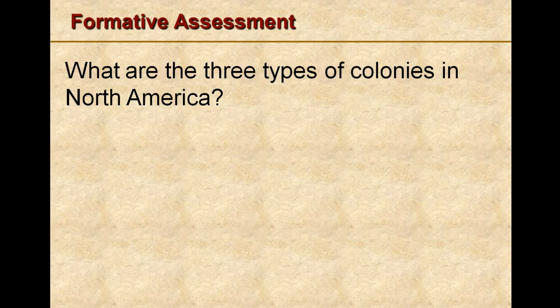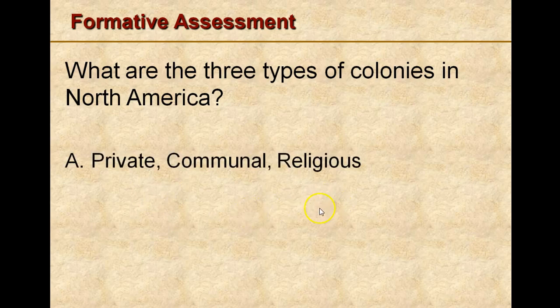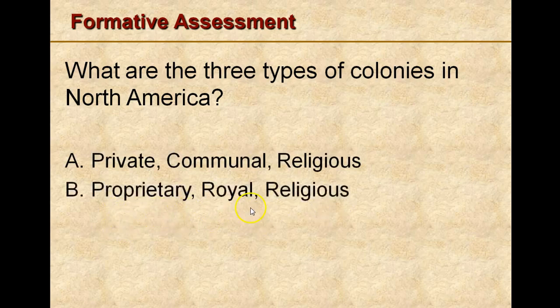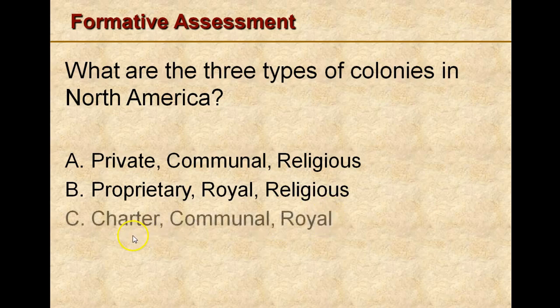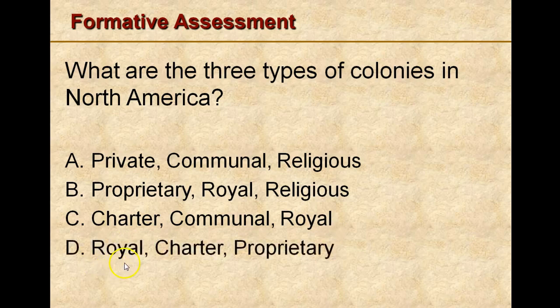So the question is, what are the three types of colonies in North America? Are they private, communal, and religious? Are they proprietary, royal, and religious? Are they charter, communal, and royal? And your choice for letter D is royal, charter, and proprietary. Okay, so let's respond. See what you have. Looking around the room. All right, hopefully we are all choosing the letter D, royal, charter, and proprietary colonies. Okay, if we need to stop this presentation and review that, let's go ahead and do that now, and we'll pick up with you here in just a second.